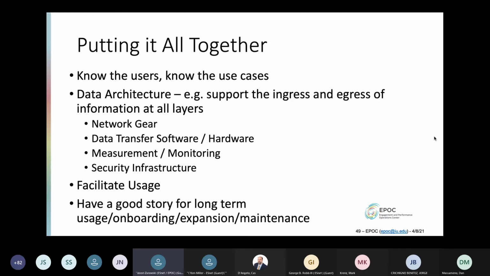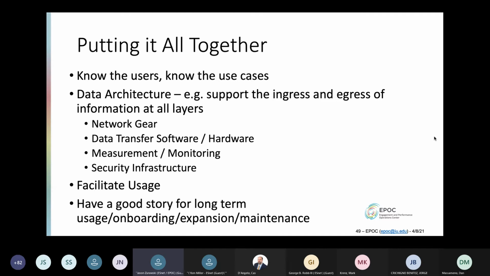So, summary. Know the users, know the use cases. I can repeat that 4 more times, but I think everybody's heard enough of that at this point. It is a data architecture. You're trying to support ingress and egress of information at all the different layers. A lot of different moving parts go into that, whether it be the network gear, the transfer software, the hardware, measurement, monitoring, security. Don't get bogged down as much in that. Remember that it is about the data architecture and understanding what people are trying to do.